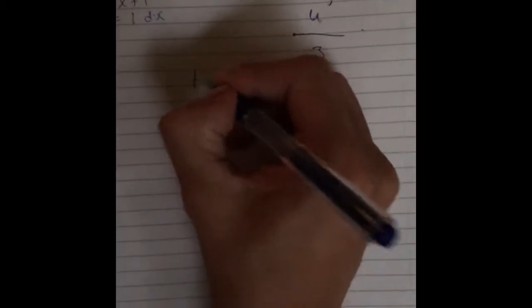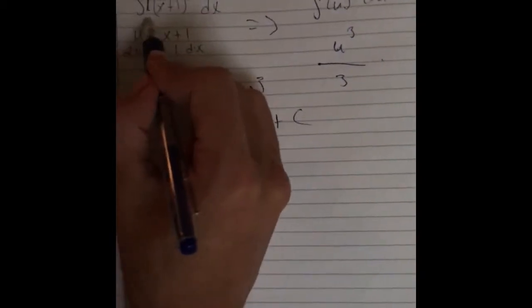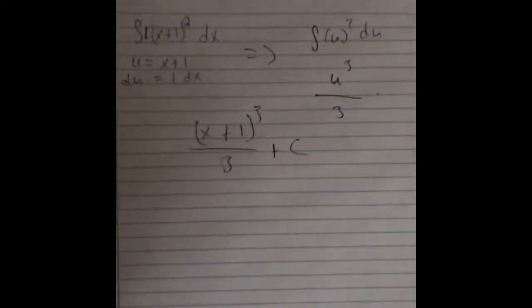And of course, we can do this as u cubed over 3. And before we do anything else, we have to put the u back, and we know u is equal to x plus 1, so we have (x plus 1) cubed over 3 plus c. Again, we're putting this plus c because there are no bounds on our integration. So that is integration using u substitution. It's a very common process, and that basically summarizes all of chapter 4.